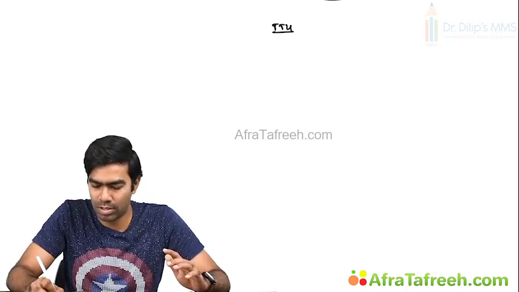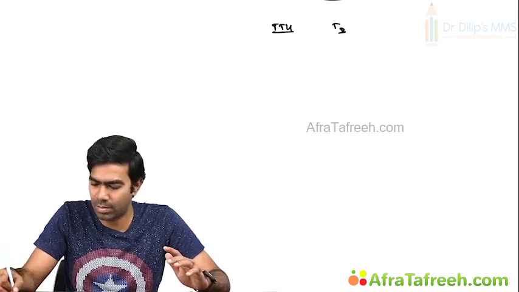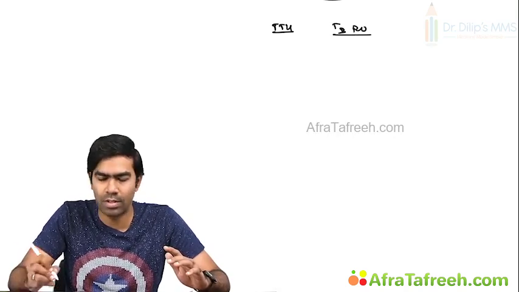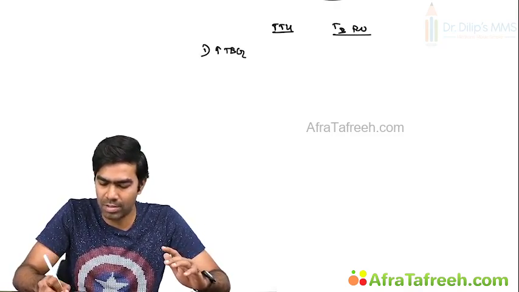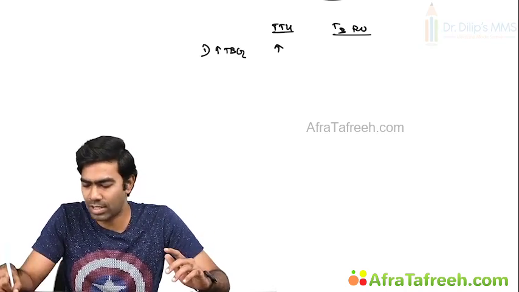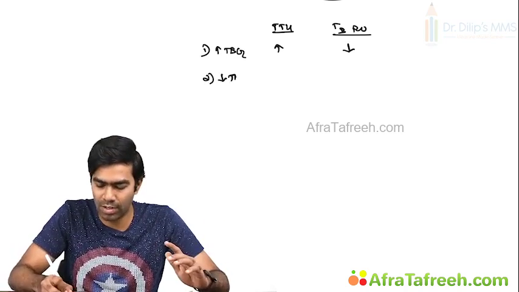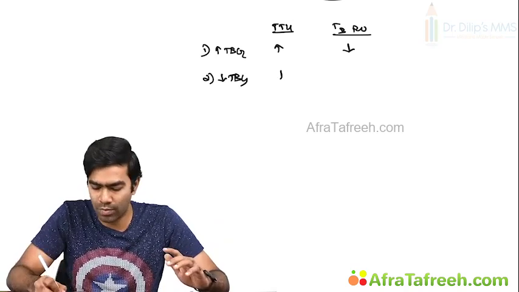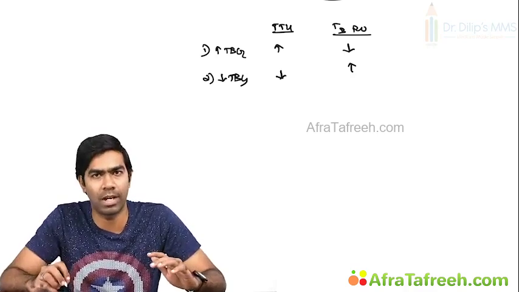Let us put total T4. Let us put resin uptake, the T3 resin uptake, and write T3 RU. So what will happen in high TBG? In high TBG conditions, the total T4 levels will be high, whereas your T3 resin uptake will be reduced. No doubt about that. Similarly, in a condition where you have a low TBG, your total T4 levels will be low, but your T3 resin uptake will be high.